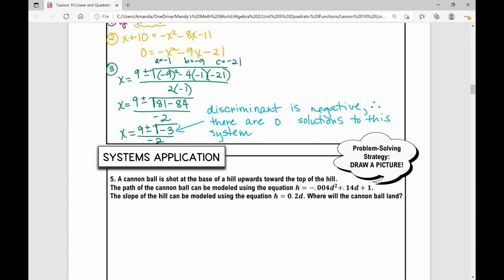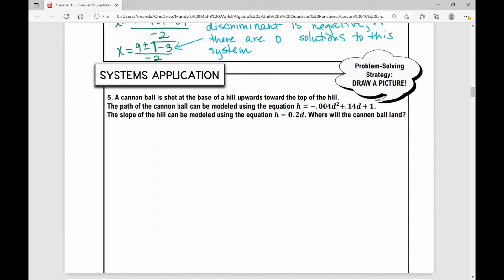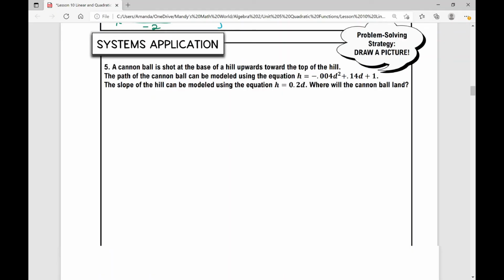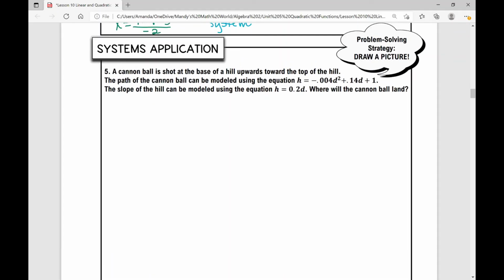And then obviously with all of this, solving linear and quadratic systems, we're going to look at the systems application. And what I always encourage my students to do whenever you're given a word problem, I've taught 6th grade math all the way up to high school pre-calculus at this point, is to draw a picture, because sometimes we struggle with just the words. Let's visualize it.